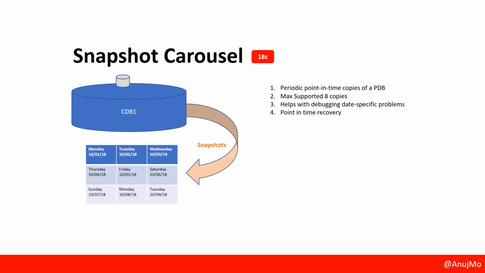In 18c, we got another new feature called Snapshot Carousel. What Snapshot Carousel does is take a snapshot periodically. It will support 8 copies of snapshot. It will help you with debugging date-specific problems. If someone dropped something or corrupted a table, you can restore point in time. It can store 8 copies, so once you demand a 9th copy, it will delete the previous one.